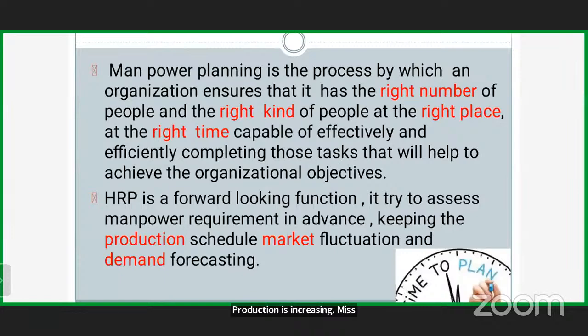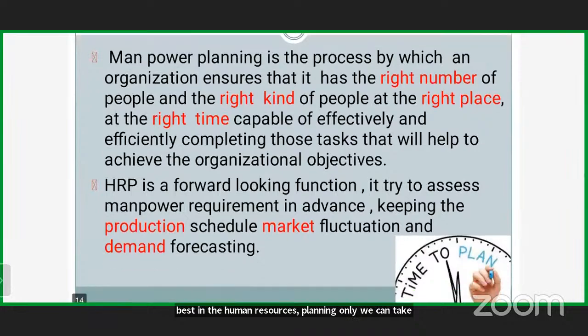More demand, more supply, right? And the market is in an up condition. So in this situation, we need more manpower, right? So this is the concept and definition of human resource planning. Based on this, the organization does human resource planning, and based on the human resource planning only, we can take the further steps of the HR department. Now, we can move to the next slide.